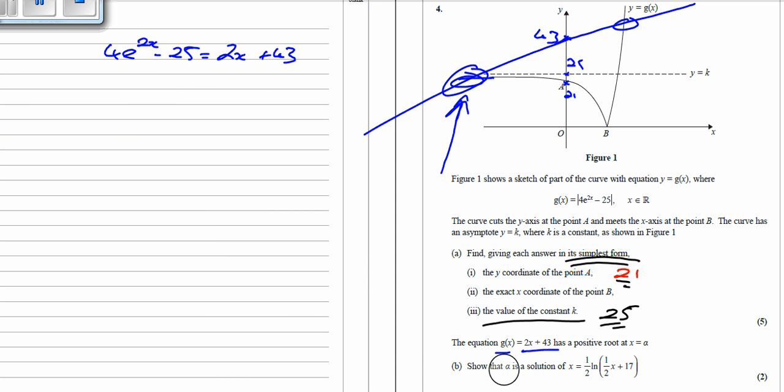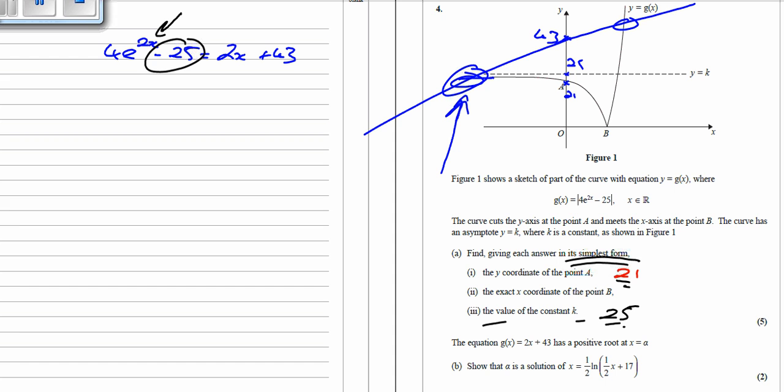Now, it says show that alpha is a solution to this. So the way we do that is we rearrange to get x equals. If we have a look at what we need to get, because this looks a little bit messy, and there's a couple of x's that we need to look at. But if we've got a log in there, it means that we've had to get rid of the exponential. So therefore, I think we need to make this x by itself.